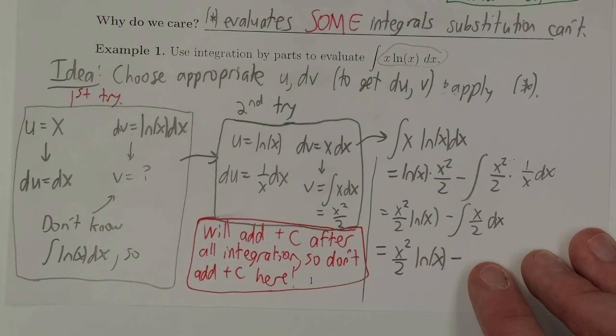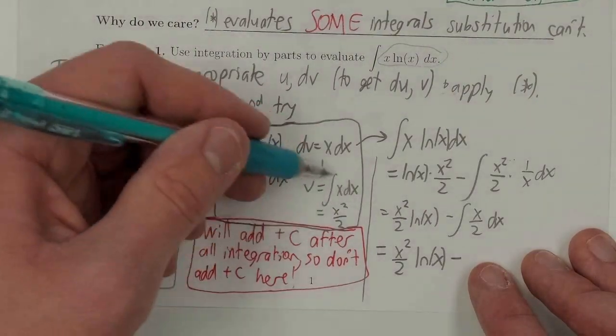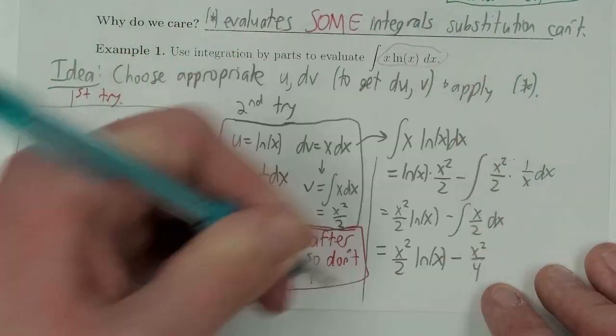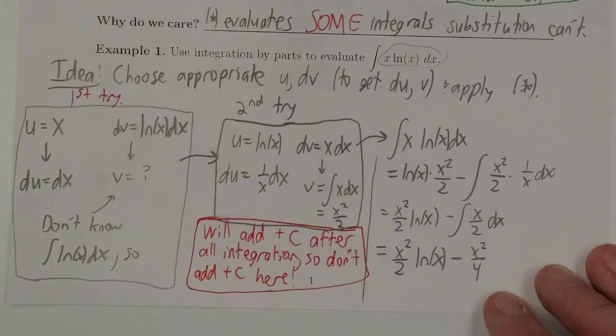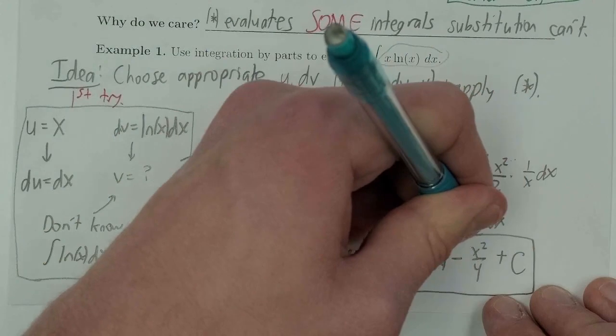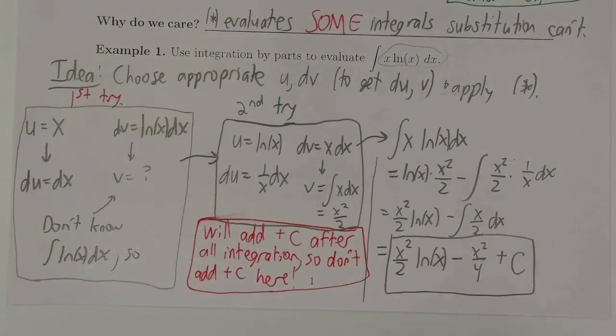Well, by similar reasoning as what we had over here, this would just be x squared over 4, and now you add plus c. Okay? So that will give you your antiderivative that you need. All right? So any questions on example 1?